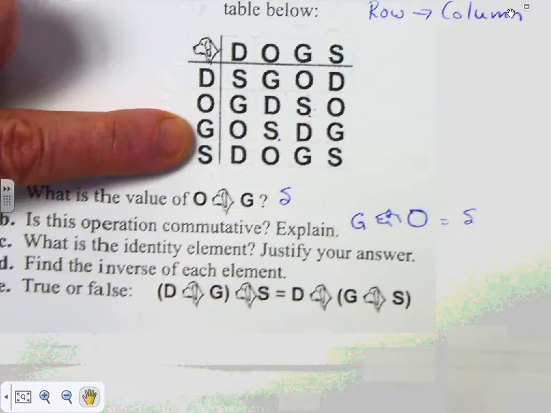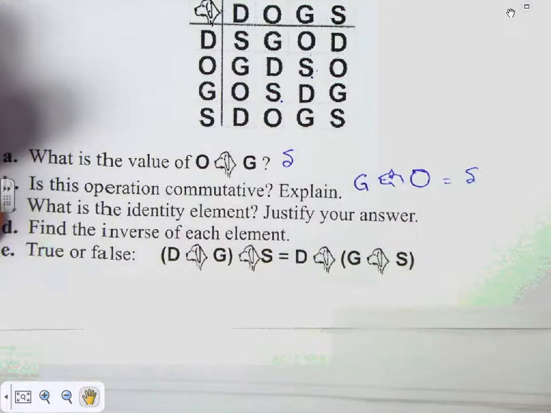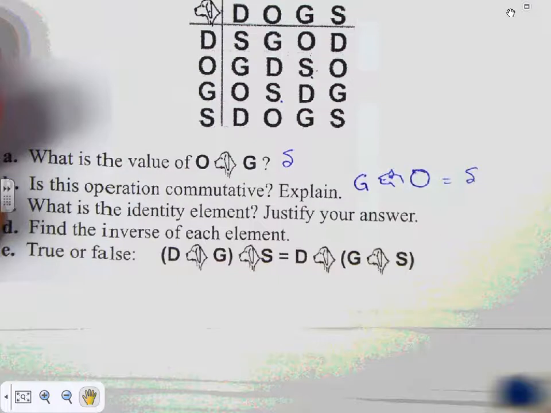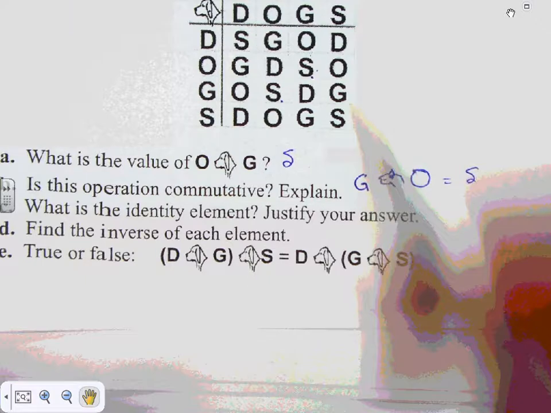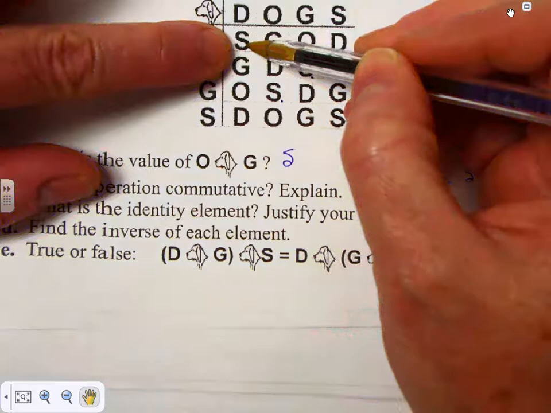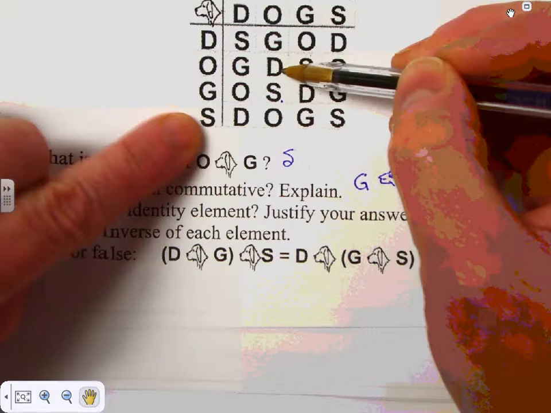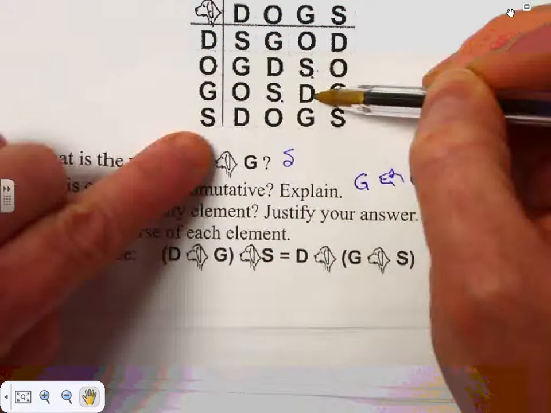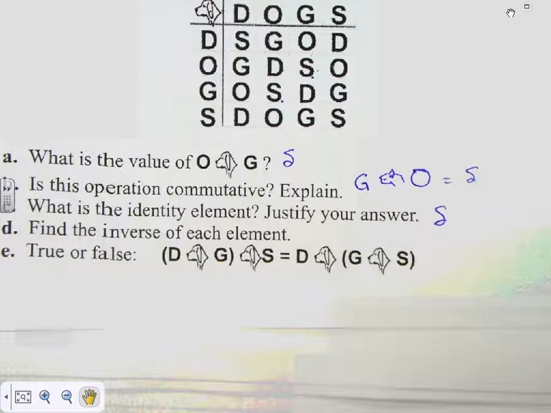Now, the identity element. The column and the row will be exactly the same letter at their intersection. So, in other words, the row D and the column D should have the letter D. Did they? No. The row O and the column O should have the letter O. No. The row G, no. The row S, yes. So S is the identity element.